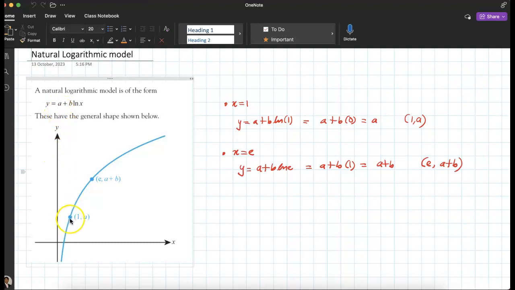So what's going to happen in this case? Always when you have this model, the points (1, a) and (e, a plus b) will lie on it. So basically when your x is 1, your ln 1 is 0, so y will become a. When x is equal to 1, (1, a) will always lie on this. When your x is e, your a plus b ln e is a plus b, since ln e is 1, so (e, a plus b) will lie on it. So basically these are the 2 points that will always lie on this.